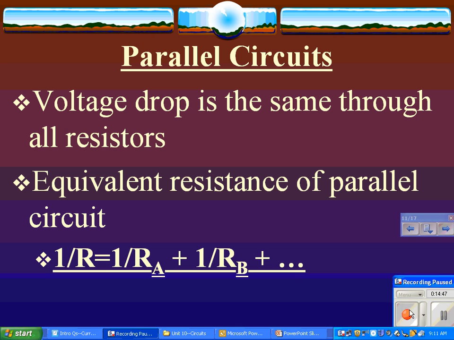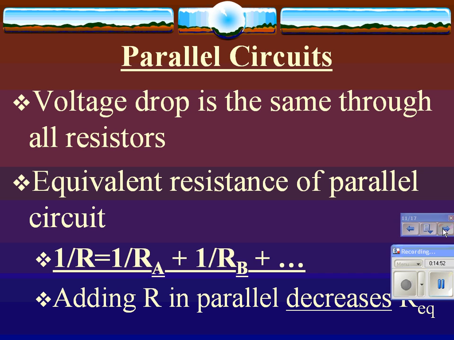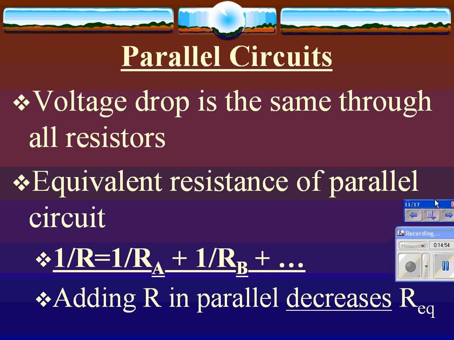A key thing to notice about resistors in parallel is that when you add a resistor in parallel, the total resistance goes down. Even though you've added resistance to your circuit, the total resistance goes down. Therefore, what does the total current do? Goes up. Every time you add something in parallel, the total current goes up because the total resistance goes down.